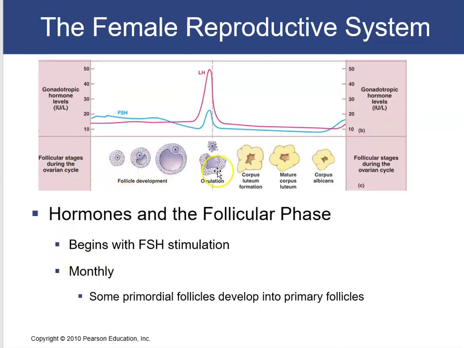Now we're going to look at how hormones affect the follicle. So, hormones and the follicular phase. This begins with FSH stimulation. Remember, FSH stands for follicle stimulating hormone. This is going to stimulate the development of the follicle. Every month, some primordial follicles will be stimulated to develop into primary follicles. As we said before, every month, roughly, around 10 primordial follicles begin this process, but usually only one makes it to the point of ovulation.